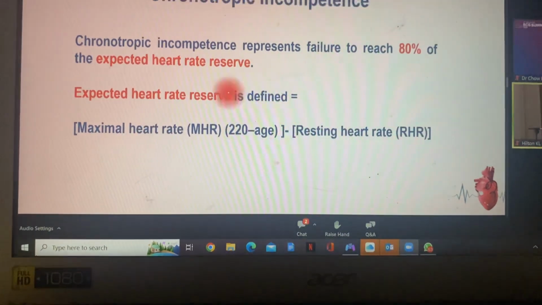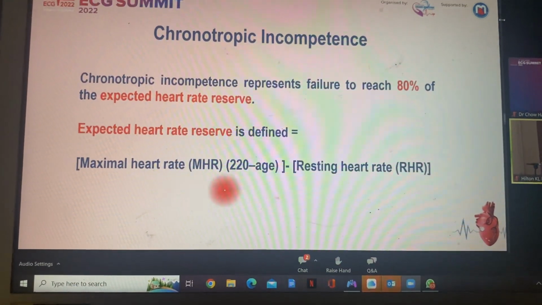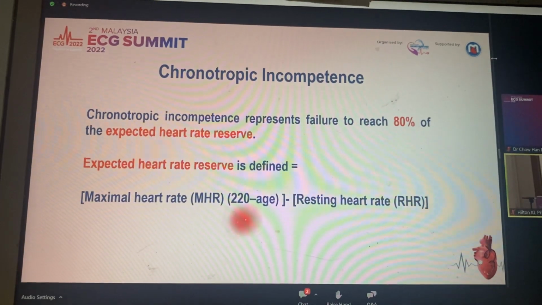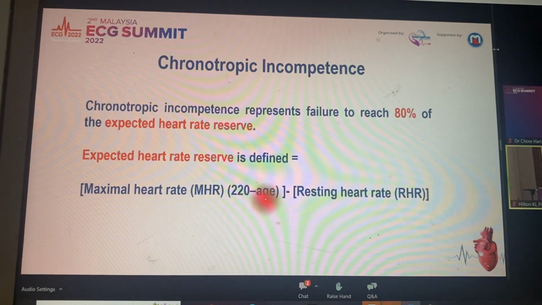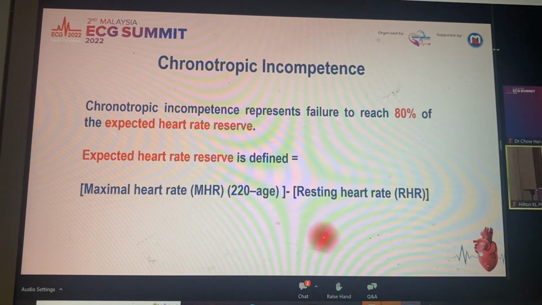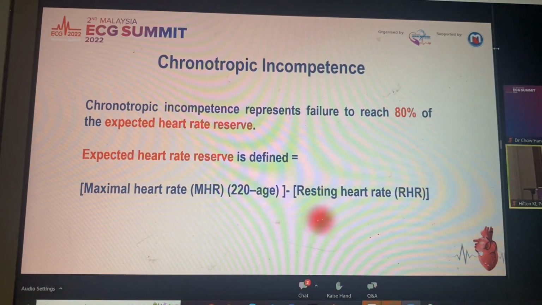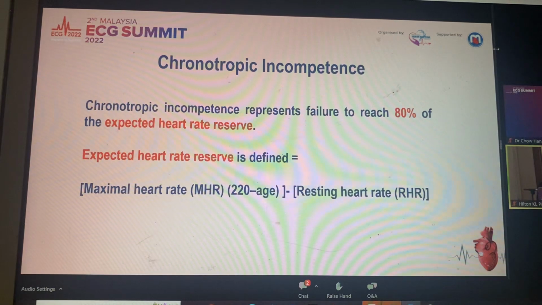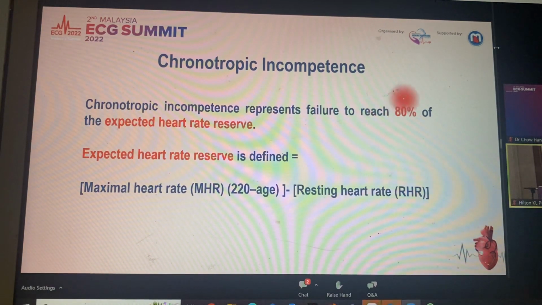Heart rate reserve can be defined by taking our maximum heart rate. Let's say our patient age is 20 years old, so 220 minus 20, and we minus the resting heart rate. If the resting heart rate is 60, our expected heart rate reserve will be 140. If we stress the patient, put the patient on a treadmill, we expect that normal people are able to reach at least 80% of the expected heart rate reserve.